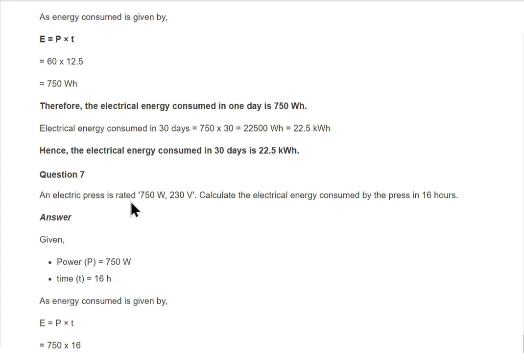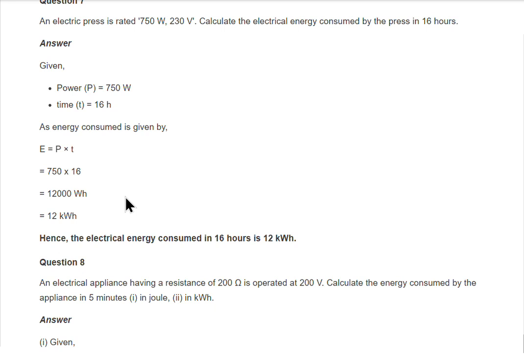Now question number 7. An electric press is rated 750 watt 230 volt. Calculate the electrical energy consumed by the press in 16 hours. The power is given, time is 16 hours, and we need the electrical energy. Electrical energy is power into time. Power is in watt, so the answer will be in watt hour. It becomes a big 5-digit number. Divided by 1000, 12 kilowatt hour is the total electrical energy consumed.